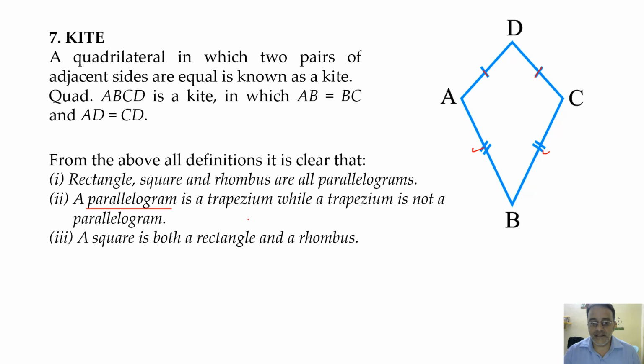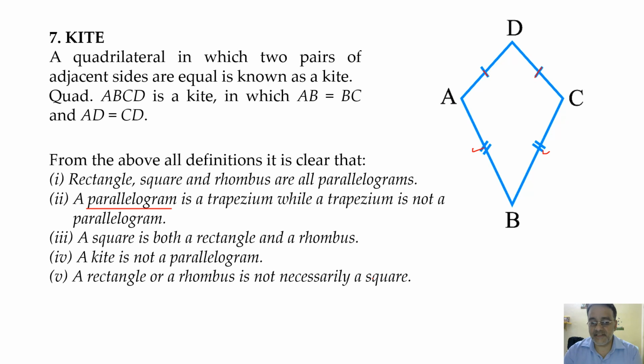And a square is both a rectangle as well as a rhombus, and a kite is not a parallelogram, okay, because opposite sides are not parallel to each other in all kites. And a rectangle or rhombus is not necessarily a square, okay. In fact, all squares are rectangles, all squares are rhombuses, but all rectangles are not squares, all rhombuses are not squares. Is that clear to all of you at this point?